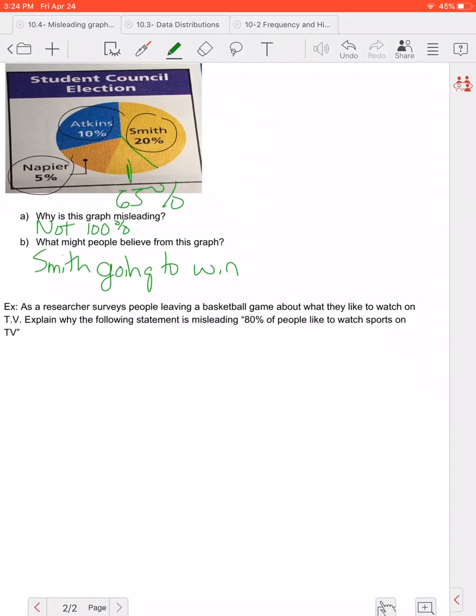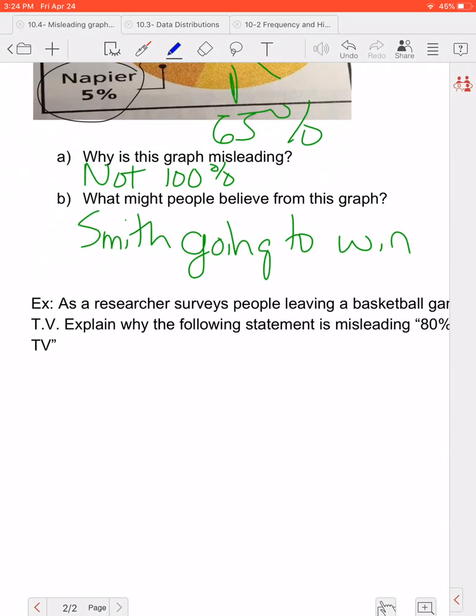A researcher surveys people leaving a basketball game about what they like to watch on TV. Explain why the following statement is misleading: 80% of people like to watch sports on TV. Why do you think this might be misleading? Well, I'm going to say people leaving a sporting arena probably enjoy watching sports already. So this is a bad sample. This is not a random sample.